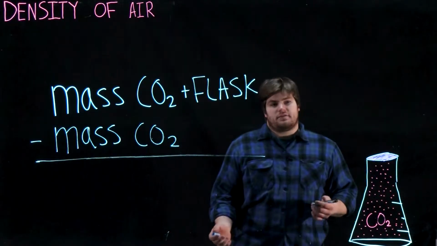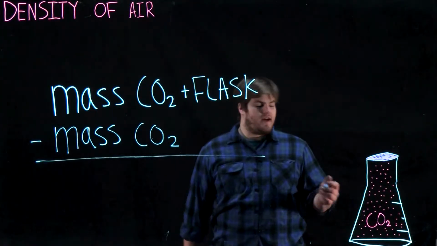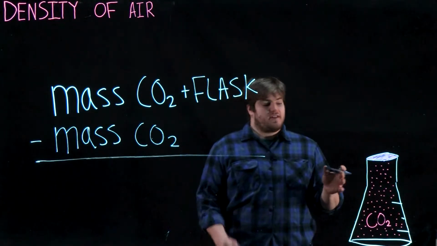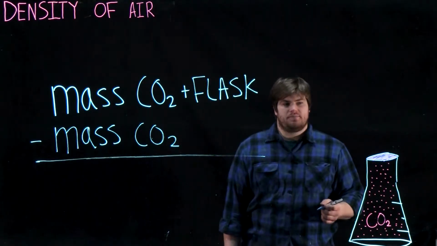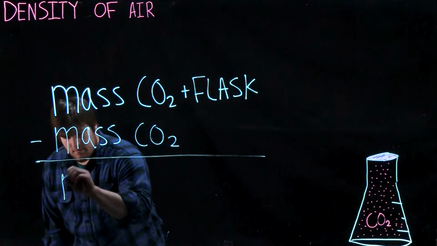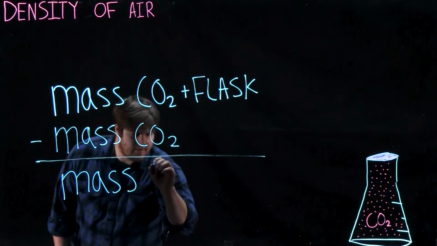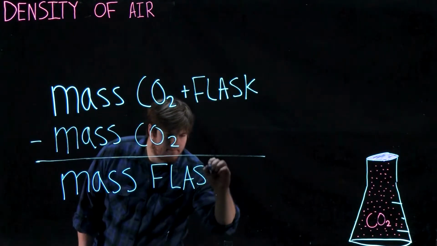So to get the mass of the flask that held your air, you will take the mass of CO2 gas that was in the flask. We added a little pellet and it sublimed into gas. You'll take that mass and subtract it from the mass of the CO2 in the flask, which you weighed out. And once you do that subtraction, that will give you the mass of the flask alone. And so now you'll know the mass of your flask.